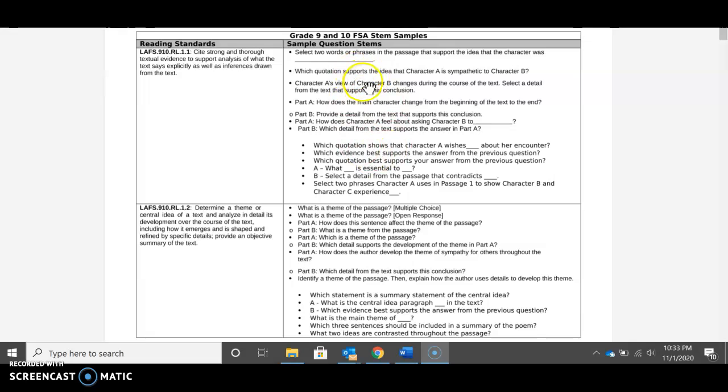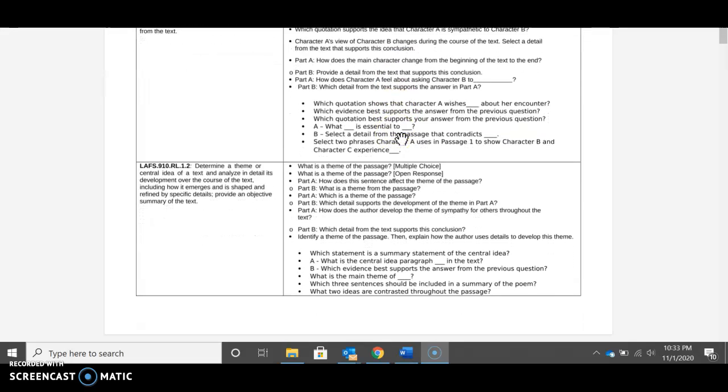So on the right-hand side are sample questions, and we're going to be taking a look at each one of the standards and some of the questions that are there. So here's one question. It says, select two words or phrases in the passage that supports the idea that the character was whatever, okay? So just take a look at those.